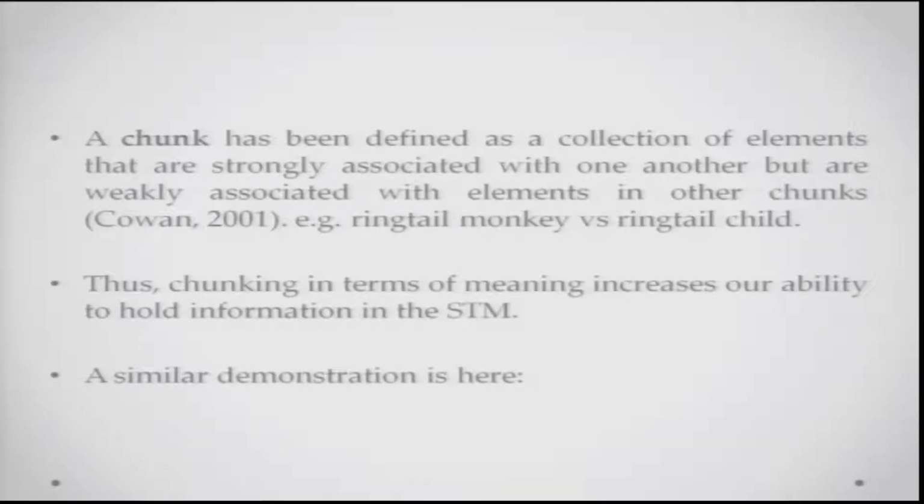So, let me define chunking for you slightly in a more formal way. Chunking has been defined as a collection of elements that are strongly associated with one another, but are weakly associated with elements in the other chunks. So, you can have units working together and distinguishable from other units. So, you can have ringtail monkey, but if you have a ringtail child, that will not make the association very well. So, if there is ringtail monkey coming together, you will remember it much better.